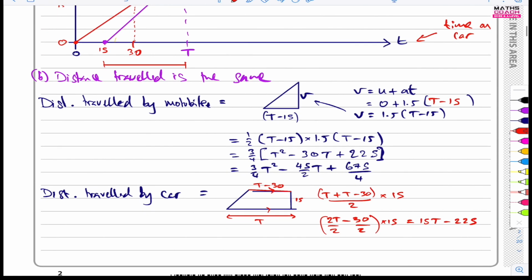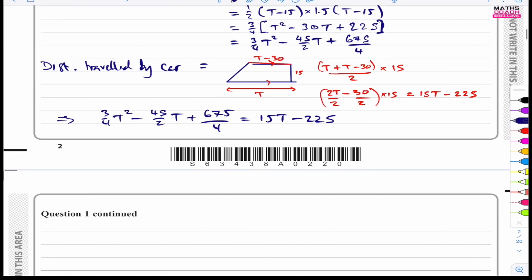Now, given that the distances traveled are equal, this means that 3 over 4 t squared minus 45 over 2 t plus 675 over 4 has to equal 15t minus 225. And if we rearrange that, 3/4 of t squared minus 75 over 2 t, then 675 divided by 4, add 225, that's 1575 over 4, equals 0.